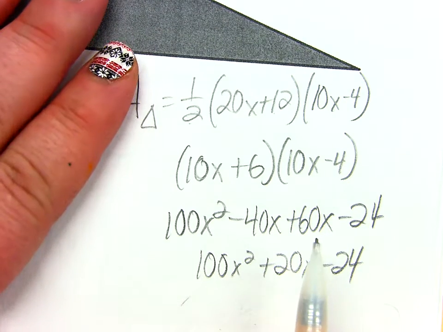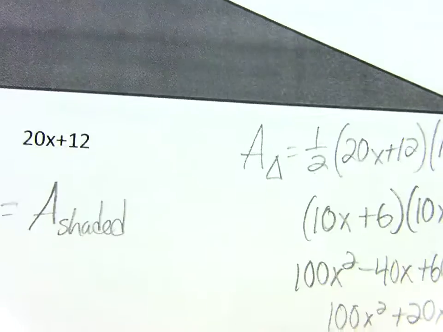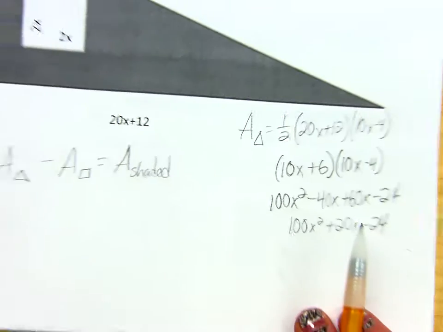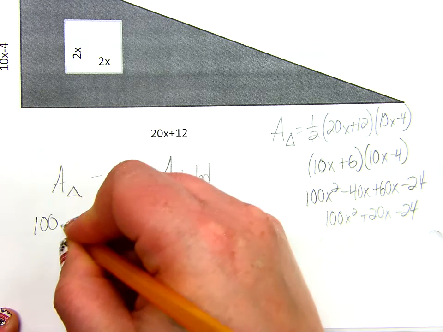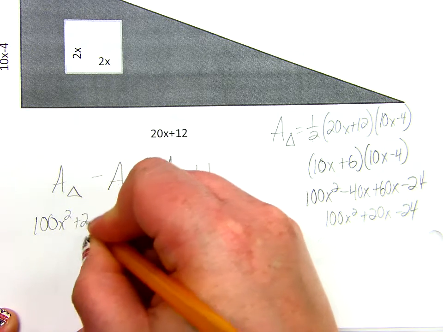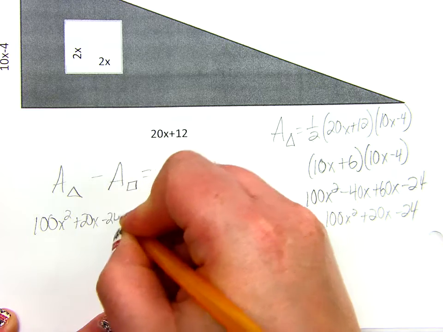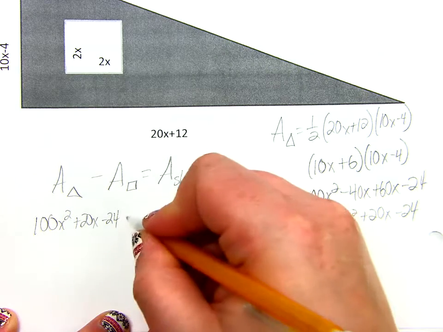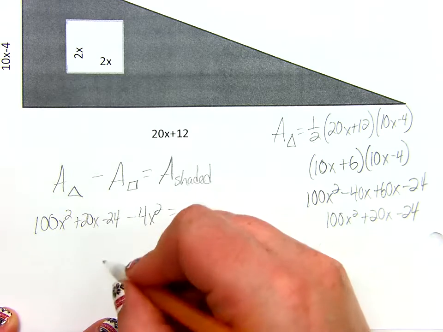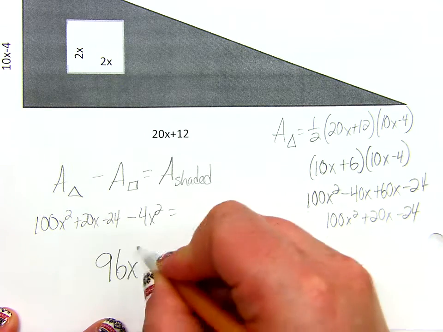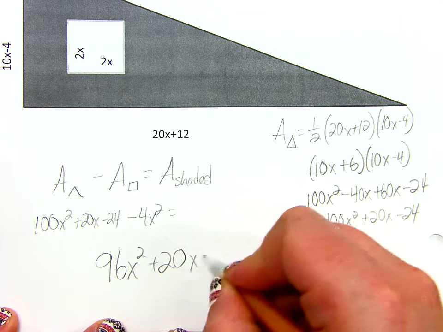What is the area of that square? 4x squared. Yes, 4x squared. So I have 100x squared plus 20x minus 24. And then I'll subtract from it the area of the square, which is 4x squared. And the answer is 96x squared plus 20x minus 24. You got it.